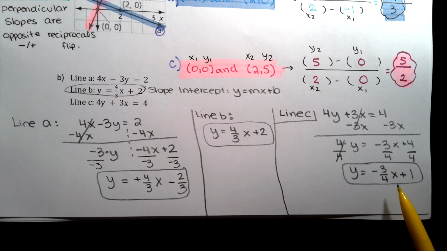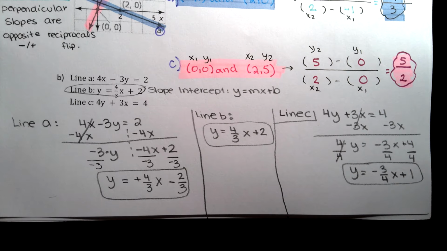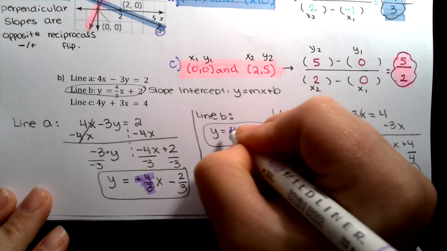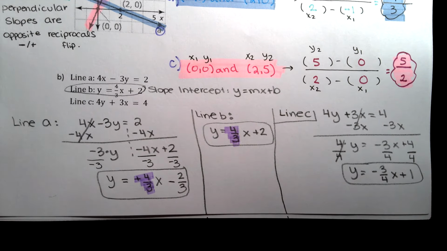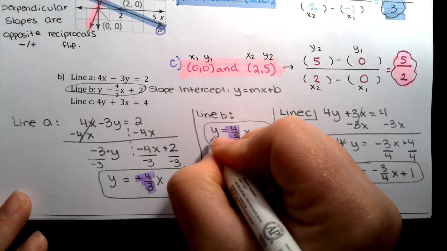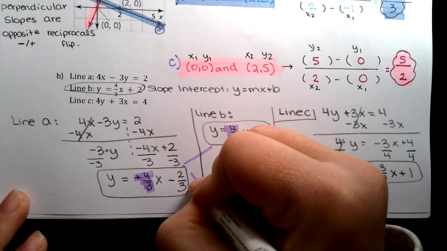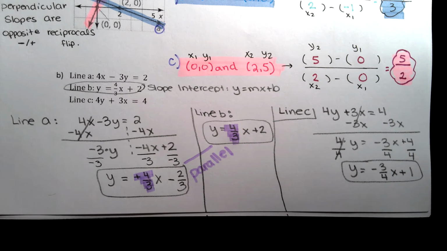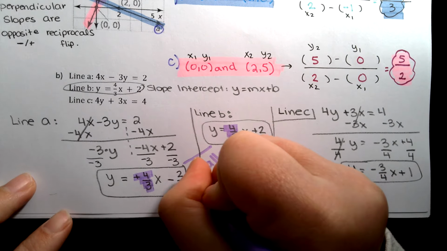So notice how we have a positive 4/3 and a positive 4/3 here. Positive 4/3, positive 4/3. That means that these two have the same slope and are parallel. How do we know that they are parallel? The slopes are the same.